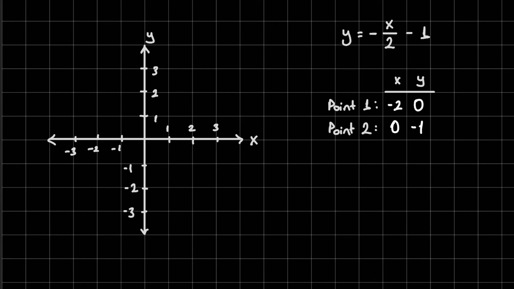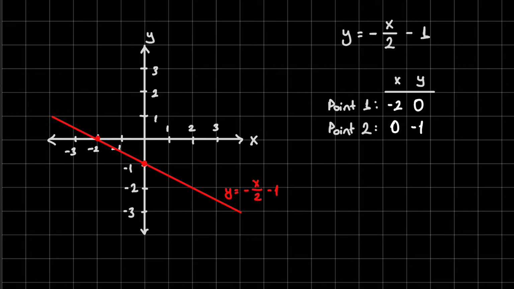So again, let's show these points. First point is minus 2, 0, this one. And point 2 is 0, minus 1. So let's draw a line that passes through these points. And this is our drawn line.